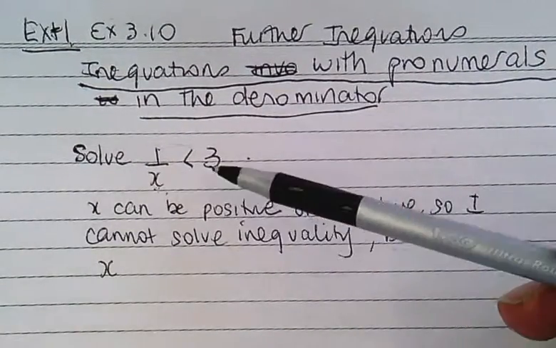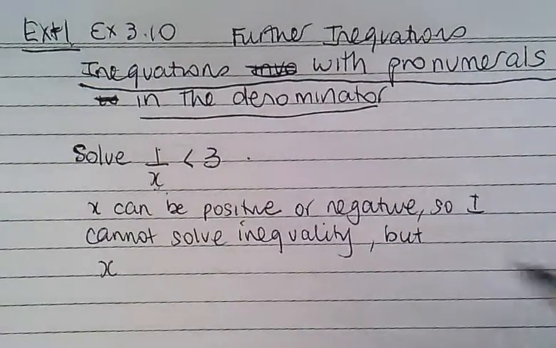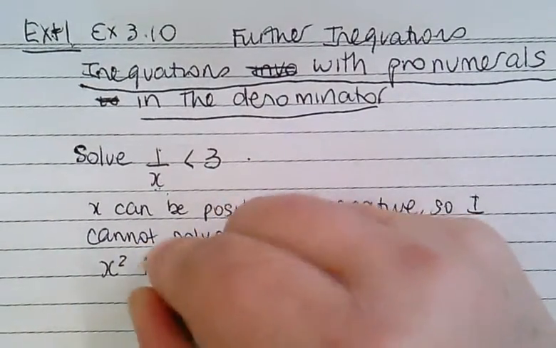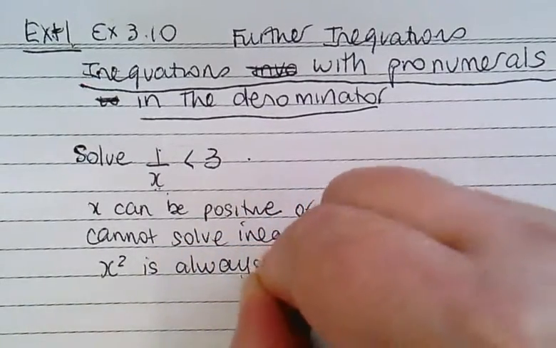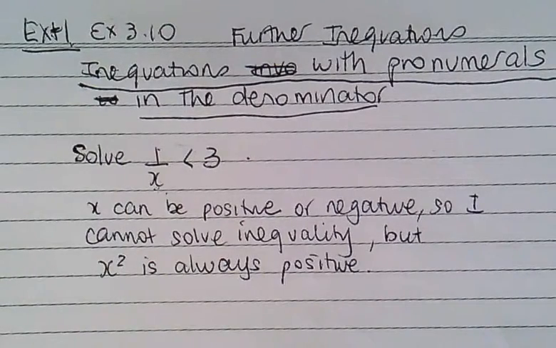Sometimes we'll have to keep the inequality sign the same way round, sometimes we'll have to turn it around if we're multiplying or dividing by negatives. We have no idea what the value of x is, so we're not going to use that method. But we know that x squared is always positive. When you're solving inequalities, you can do the same thing to both sides.